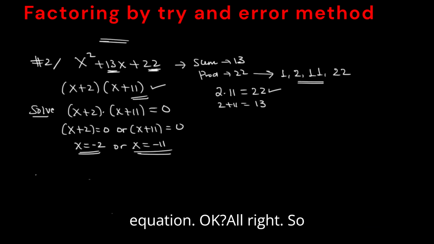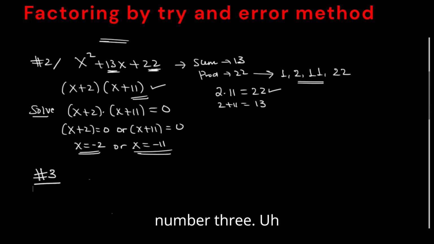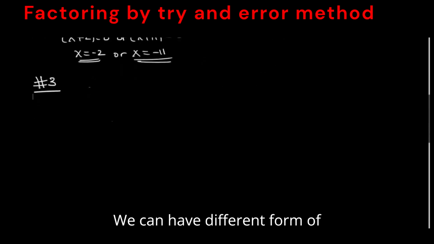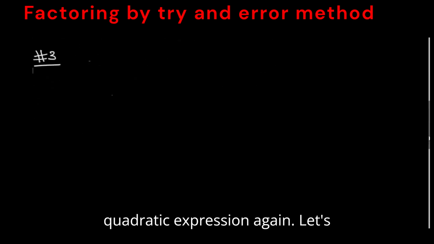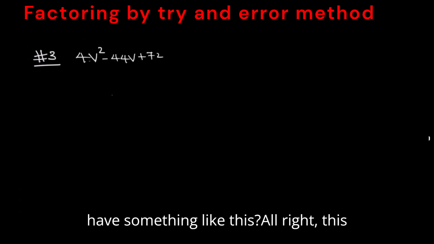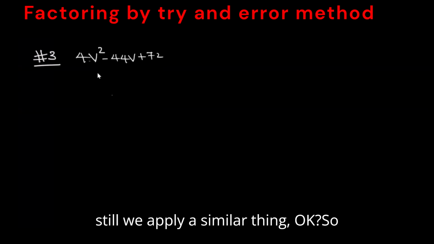Okay, all right, so let's go to number 3. We can have a different form of quadratic expression again. Let's say 4v squared minus 44v plus 72. What if we have something like this? This is a little bit different, but we still apply a similar thing.